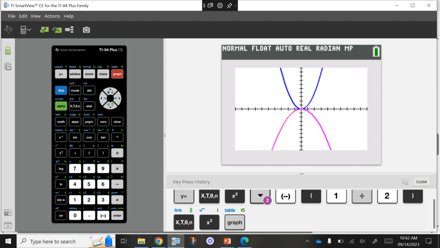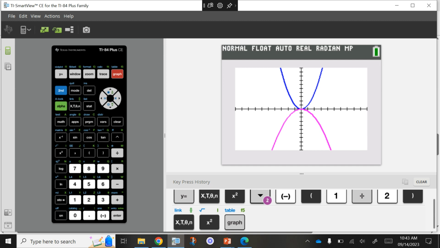Anybody not seeing what's up here? Okay. Did your graph reflect? Is it wider? Yes. So we need to plot points. Zoom 6. Here we go. Zoom 6. So let's figure out some points to plot by looking at the table.